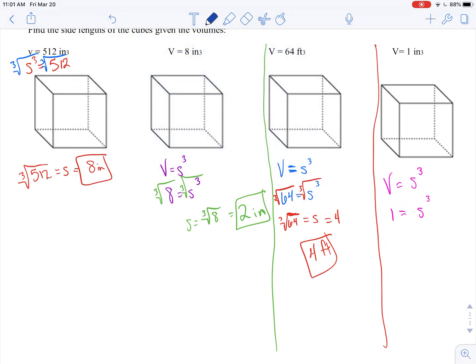Now if 1 equals that side length cubed, how do I solve for s? How do I get rid of that exponent? Well, the opposite of cubing is cube rooting. So side equals, and now what times itself 3 times gets me 1? Well, that's got to be 1. So my side length is 1 inch long. Not a very big cube, but a cube nonetheless.